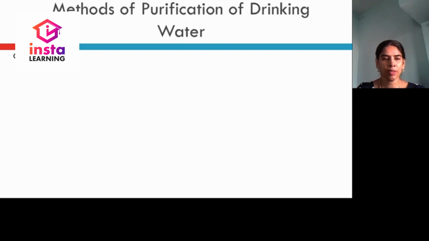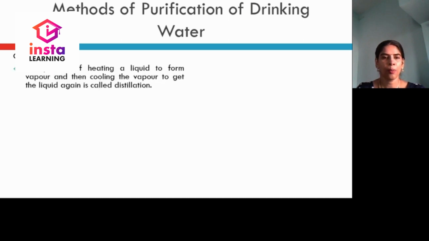The third method is distillation. It is the process of heating a liquid, that is water, to form vapor, that is water vapor. When this water vapor is cooled, we get back the liquid again. This is known as distillation. The water is distilled to remove soluble impurities from the water.